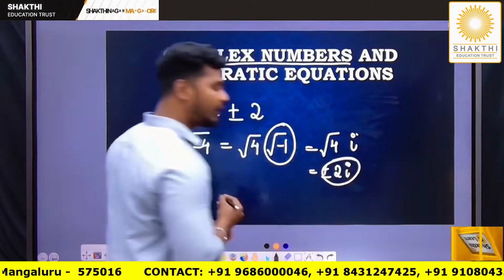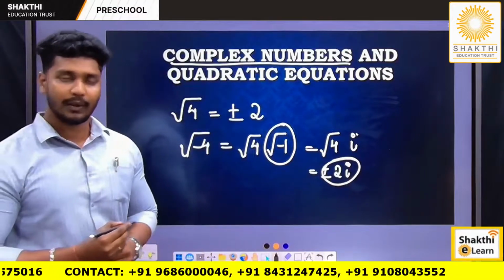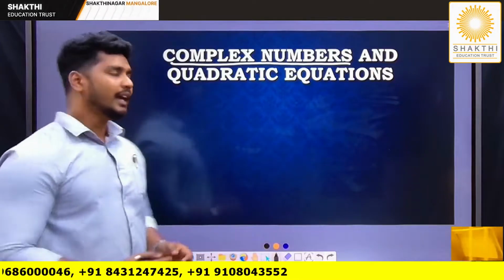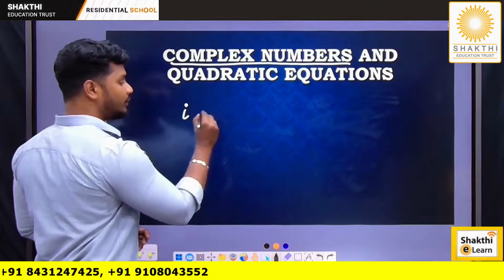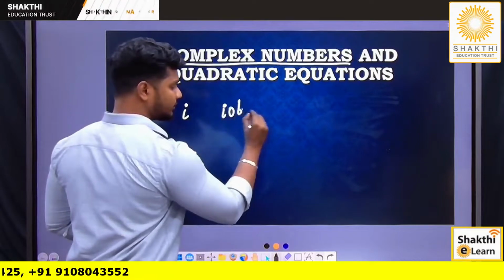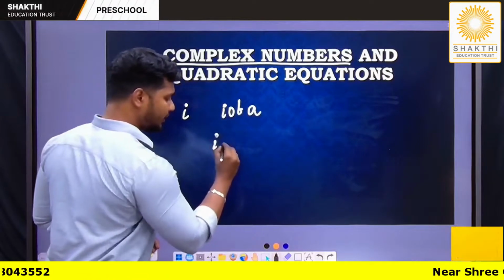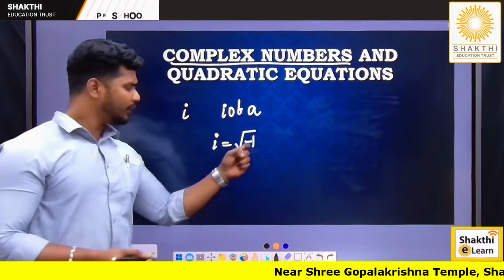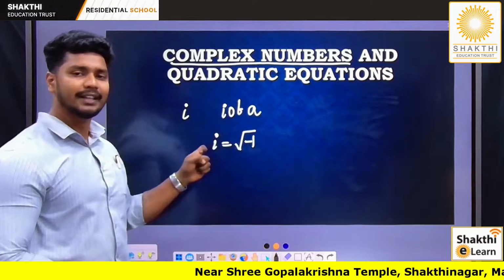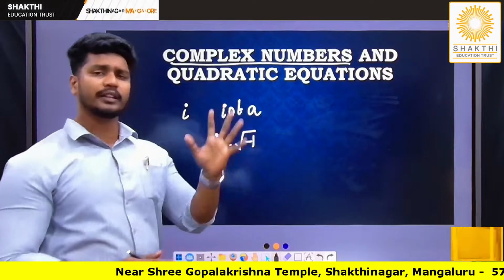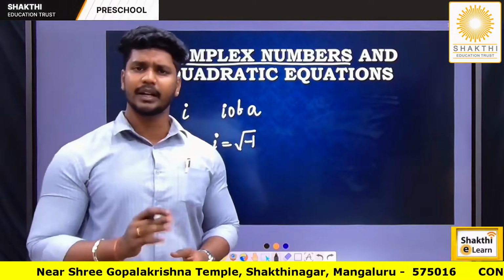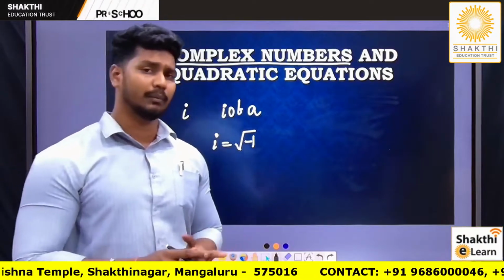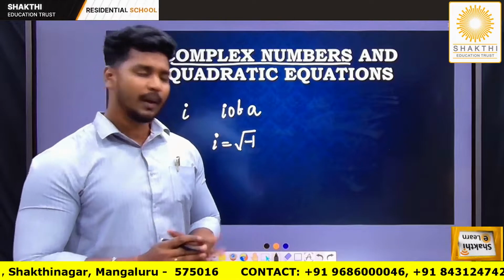This is called an imaginary number. The value that has i with it is called an imaginary number. Usually i is taken from the word iota. Here we are denoting i as root of minus 1. Vice versa, the value of root of minus 1, we are writing it as i. Now once again, a complex number is a number that can be written in the form of a plus ib, where a and b are real numbers and i is equal to root of minus 1.